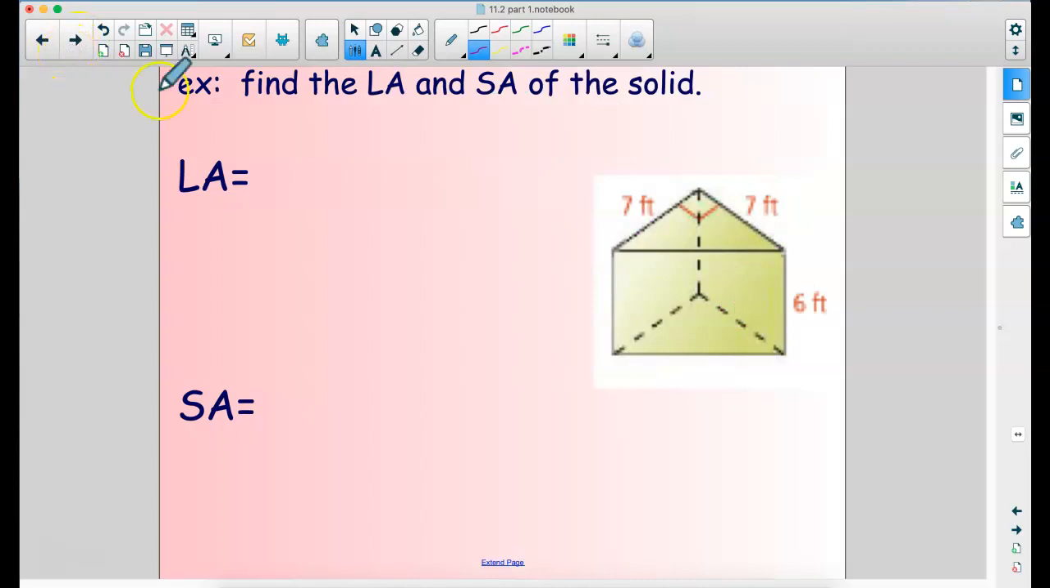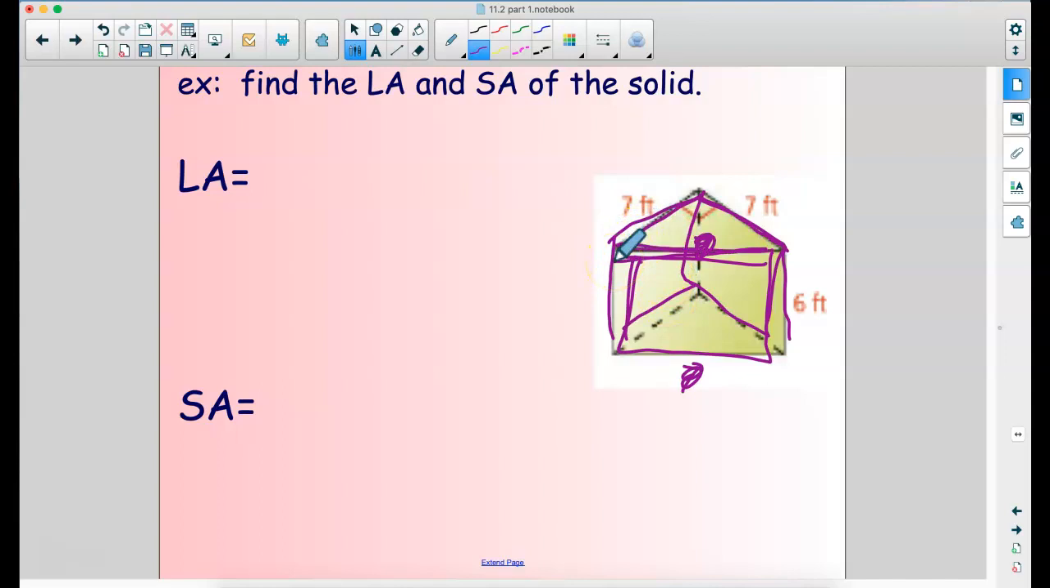Find the lateral area and surface area of this solid. So lateral area are the sides that are not connecting the bases. So the front, the left, and the right. So they are each a 7 by 6. This is 7 because this is, oh, we don't know that's 7, do we? We know this is 7 and we know this is 6. So that's a 7 by 6. We know this is 7 and this is 6, so that's a 7 by 6.